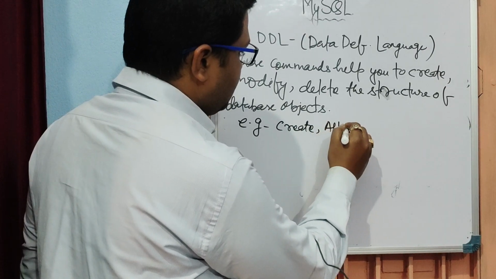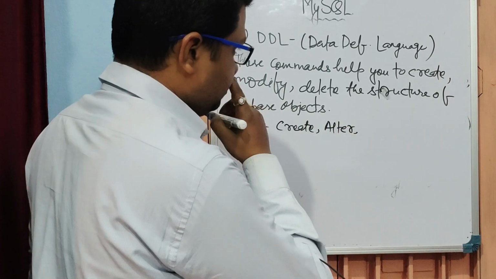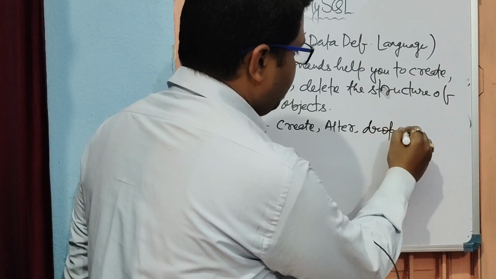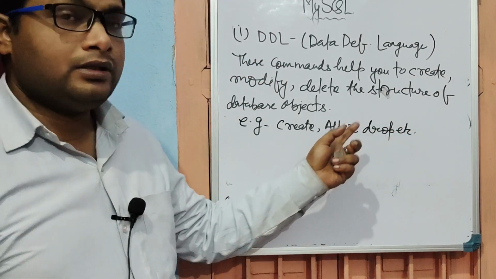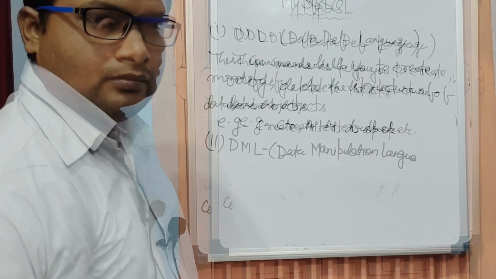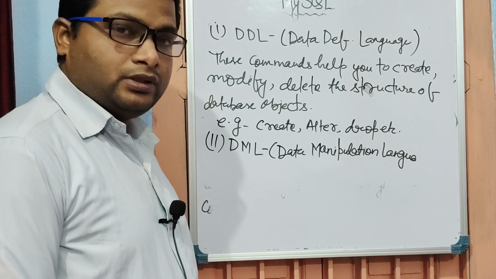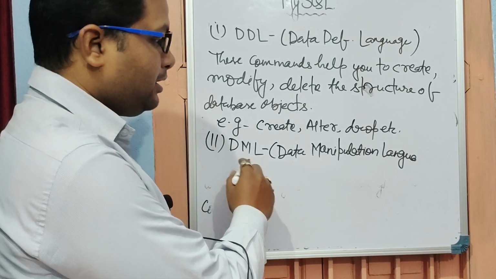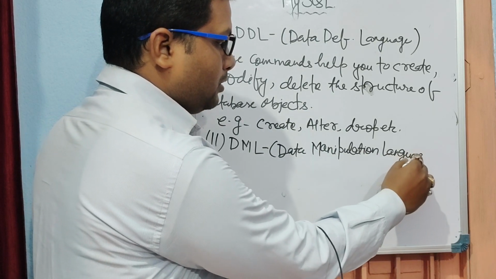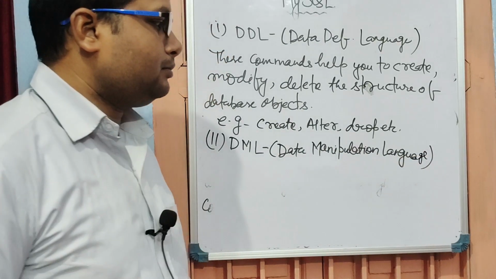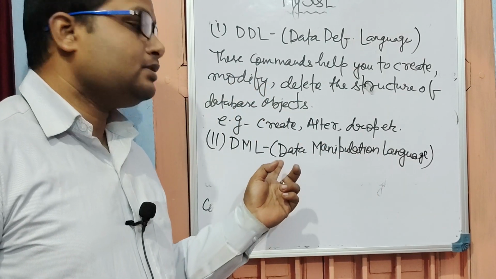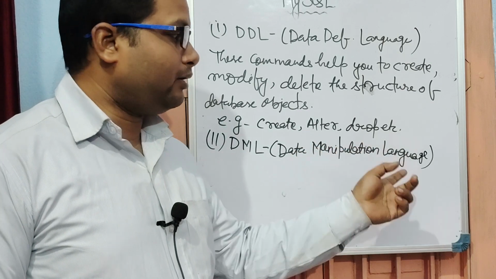Create, alter, drop. These are some of the commands we are going to study in the further lecture also. So the second command is DML command, data manipulation language. So the first command was DDL, and the second command is DML, data manipulation language.